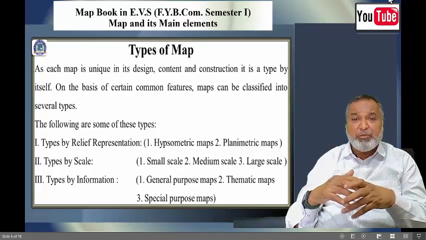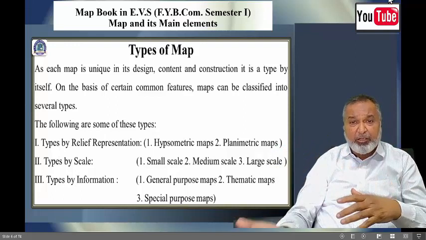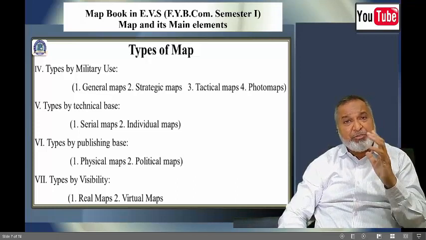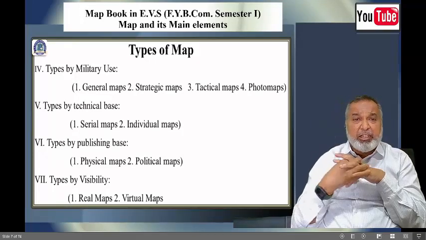Then, type of information depends upon general purpose, thematic, that is, for example temperature, or special purpose. Then there are some maps that are restricted only to military areas.